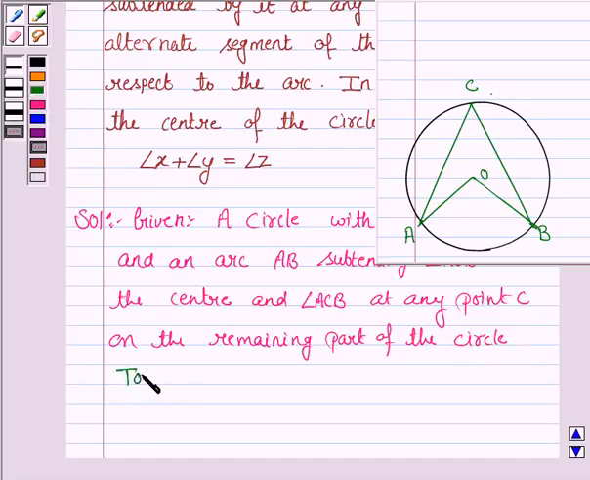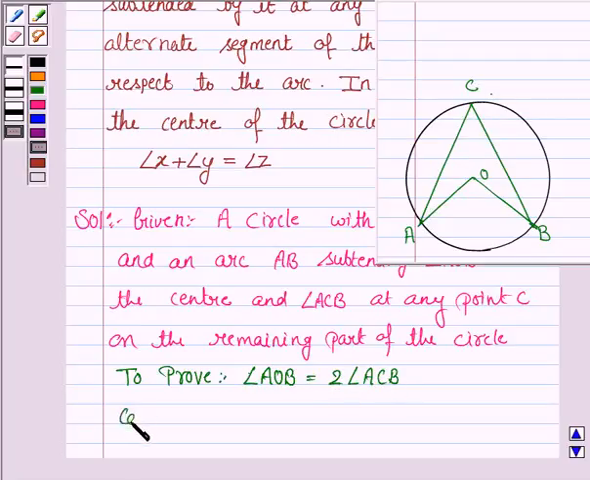Write what we have to prove. We have to prove that the angle subtended by an arc at the center is double the angle subtended by the same arc at any point on the remaining part of the circle. That means we have to prove that angle AOB is twice the angle ACB, right?